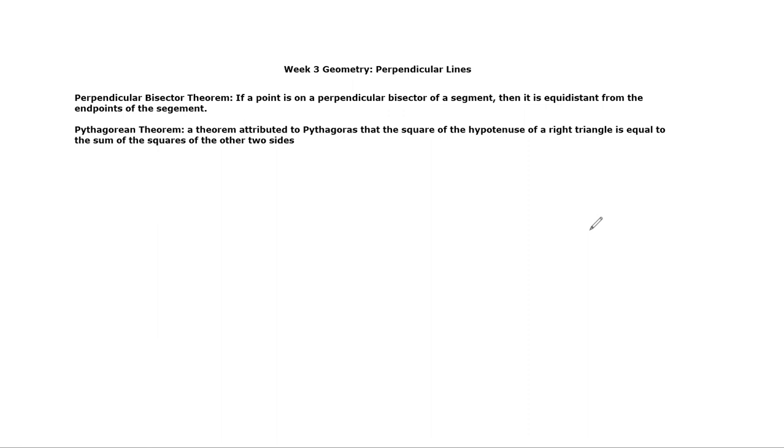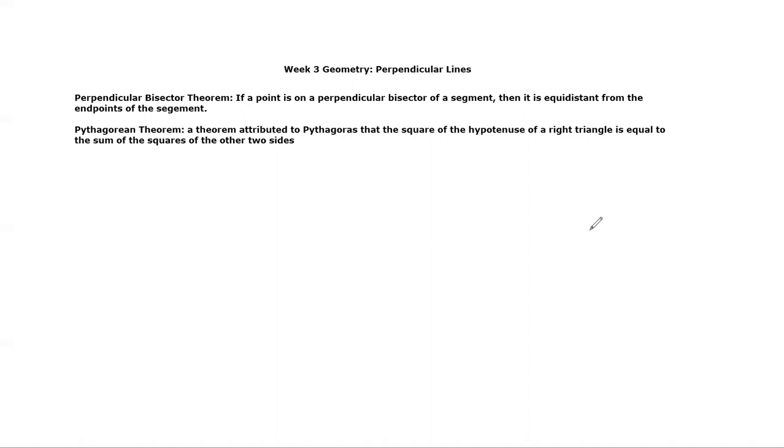We are in week 3 of geometry, and we're going to be covering perpendicular lines. Okay, so first things first, we have some vocabulary. Perpendicular bisector theorem is the first thing we're going to learn. If a point is on a perpendicular bisector of a segment, then it is equidistant from the endpoints of the segment. All right, don't worry about necessarily what that means. Just go ahead and write it down because this is your vocabulary, okay? So that's the first thing I want you to write down.